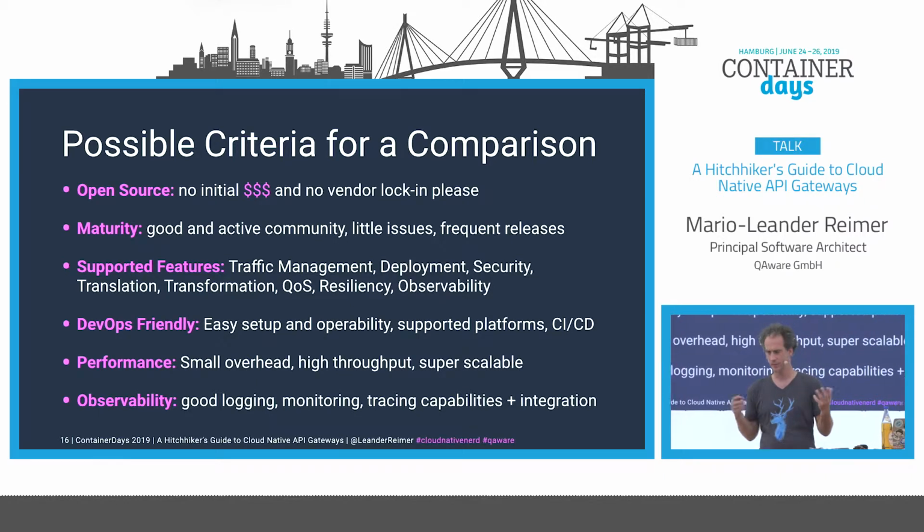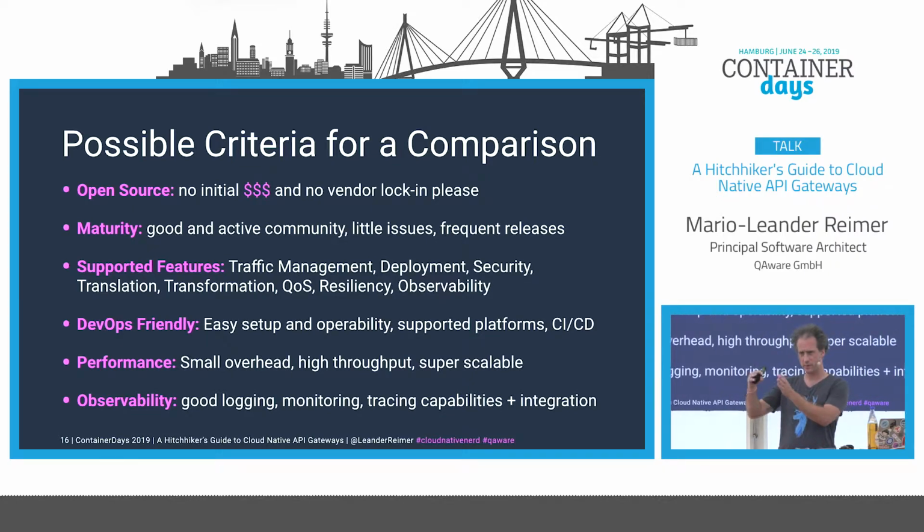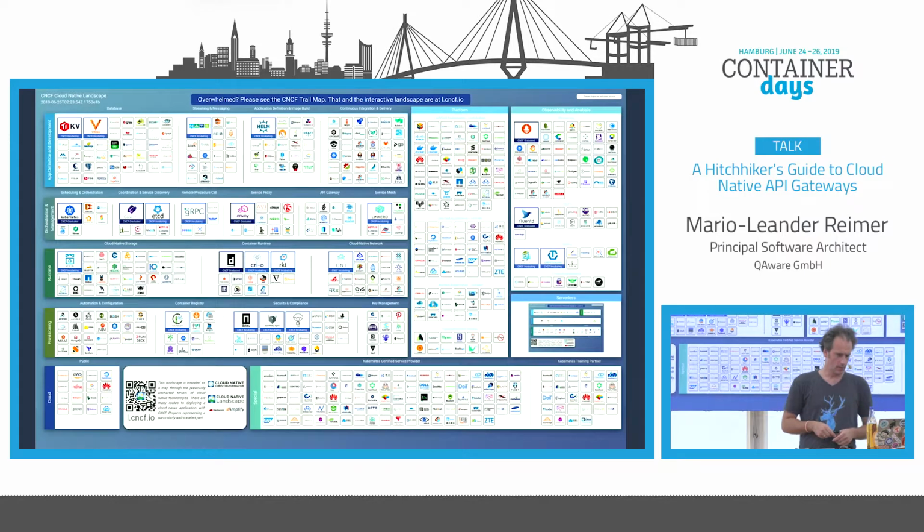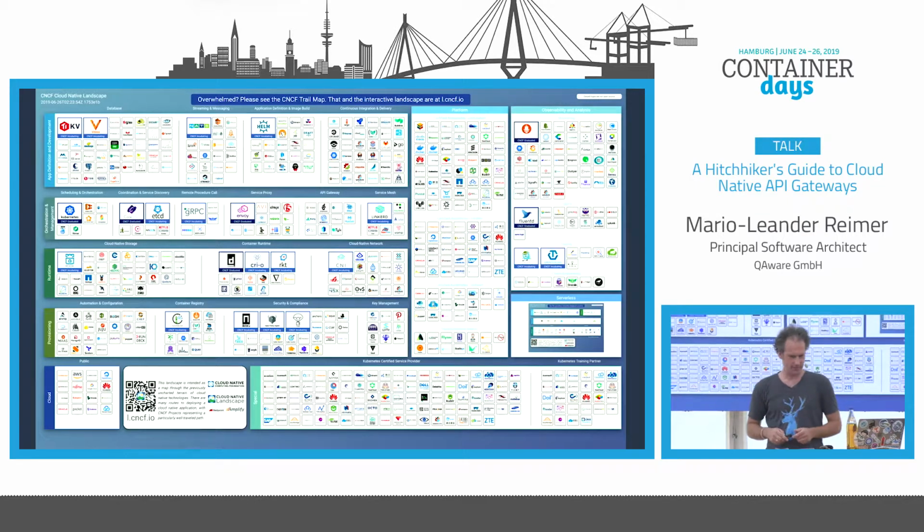Right? Easy setup, operability. How many supported platforms are there? Is there maybe CI/CD support? Performance is very important for an API gateway, because an API gateway is kind of an extra hop. So: small overhead, little latency, high throughput, super scalable, and good observability, of course. Good old cloud-native landscape. Let's have a look.